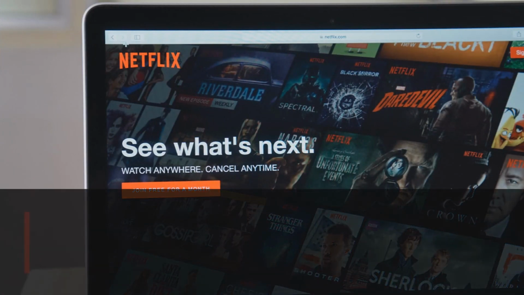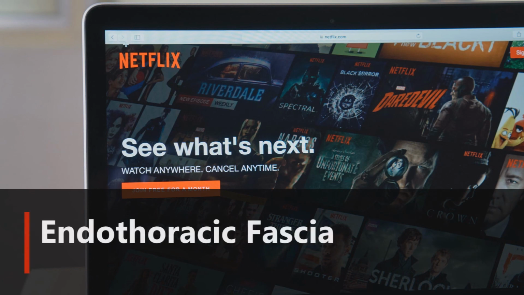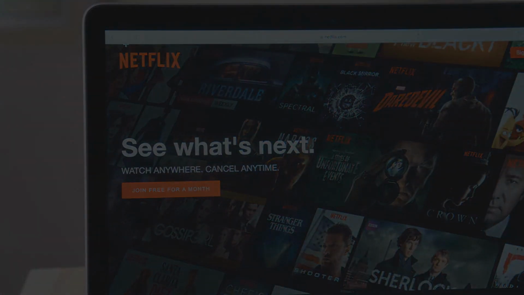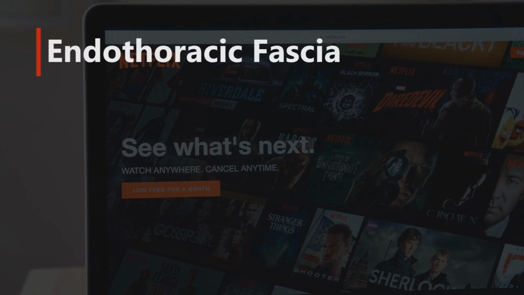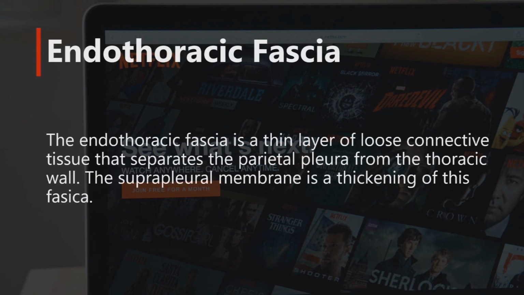Let us now proceed to the endothoracic fascia. The endothoracic fascia is a thin layer of loose connective tissue that separates the parietal pleura from the thoracic wall. The suprapleural membrane is a thickening of this fascia.